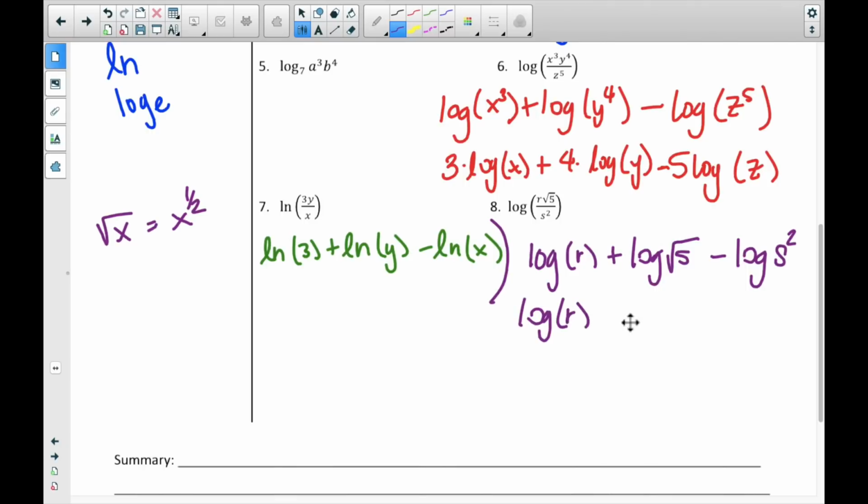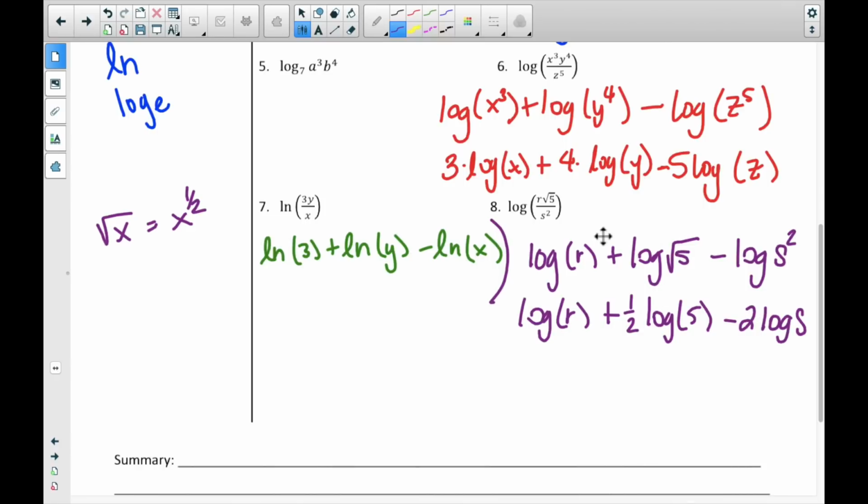So this is going to be the log of r plus, this is actually an exponent. Square root is an exponent. So this is going to be 1/2 times the log of 5. And log of s to the 2nd, once again, it's an exponent, so we put the 2 in front and the log of s after that. So that's your final answer.